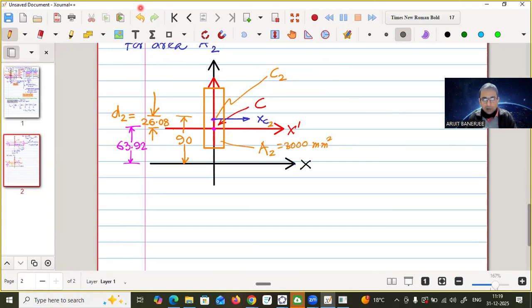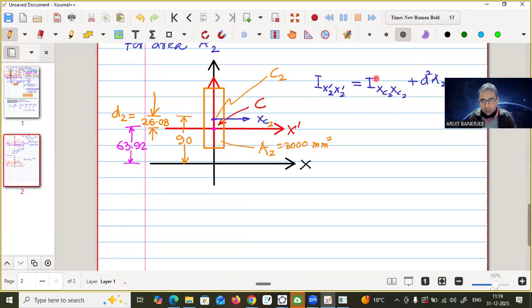So can we now write? Therefore, IX2 X2 means what? About, for this area, about the x prime axis red, I'm transferring from this XC2 axis. So what is that? I XC2 XC2 plus D2 square into A2.